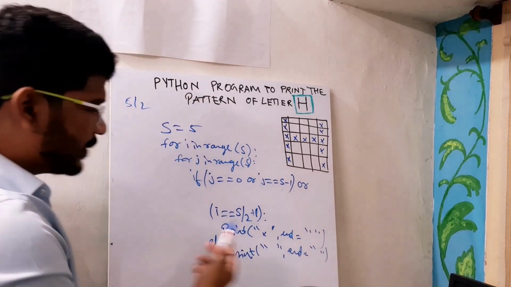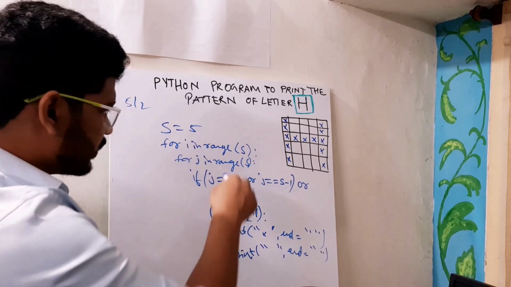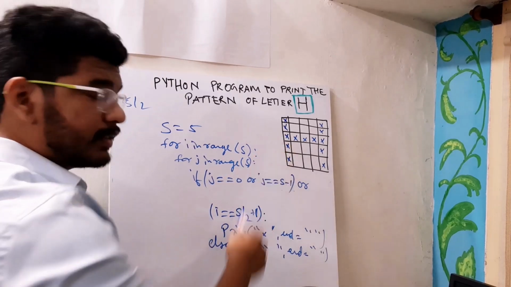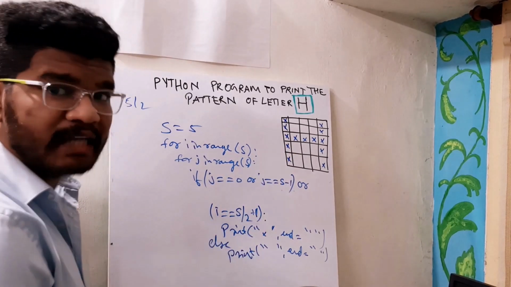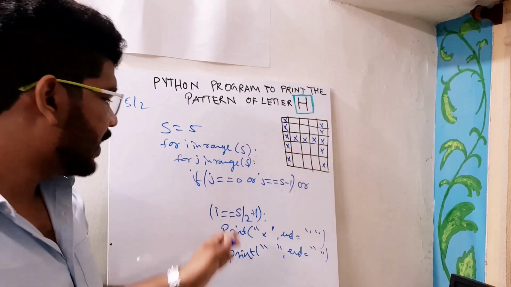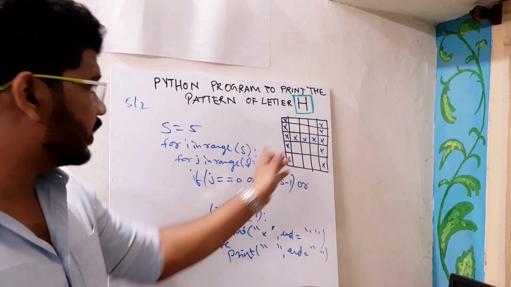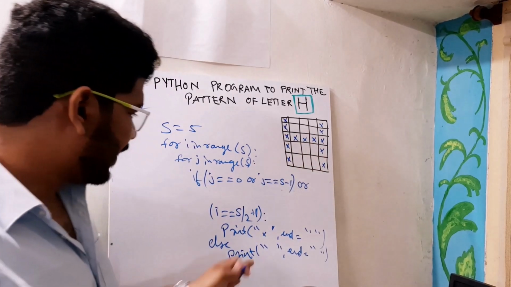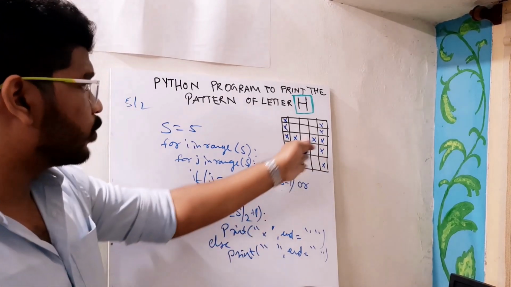So this will print spaces for all the remaining conditions. These two conditions are for printing stars. The first condition is for printing the first column and last column, and this condition is for printing the middle row. And this is the else, and in the else we want to print the spaces.